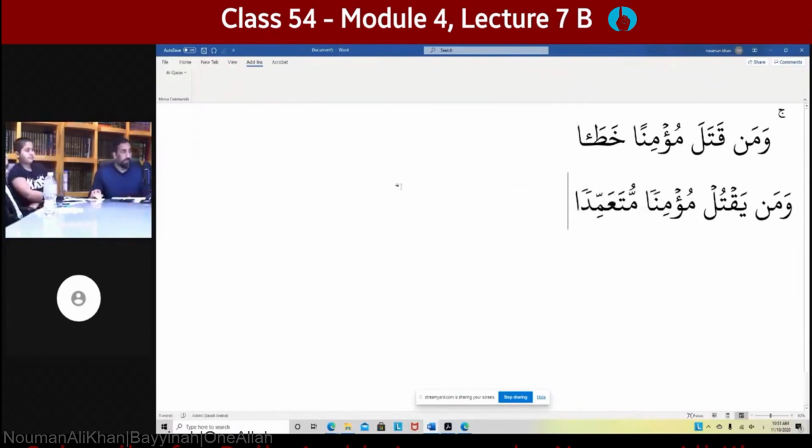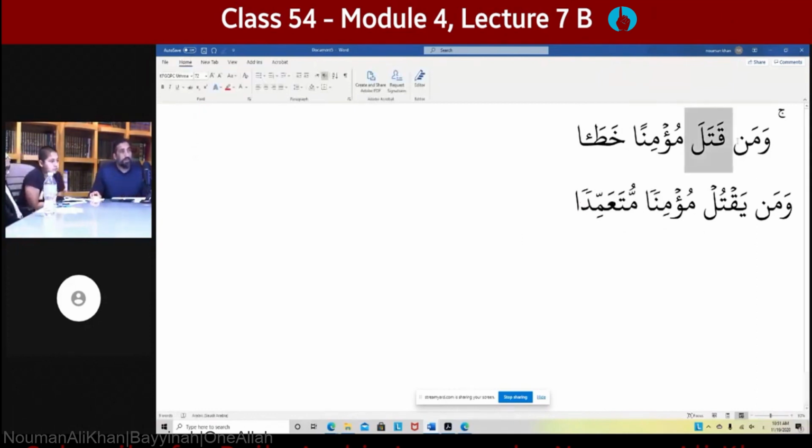Okay, now let's compare these two words. Qatala, I'll make that yellow. Not the color yellow, highlight yellow. And yaqtul, I'll make green.